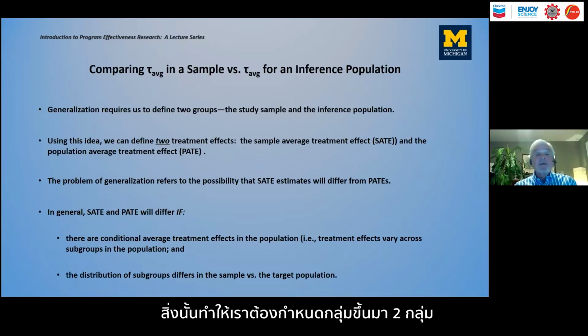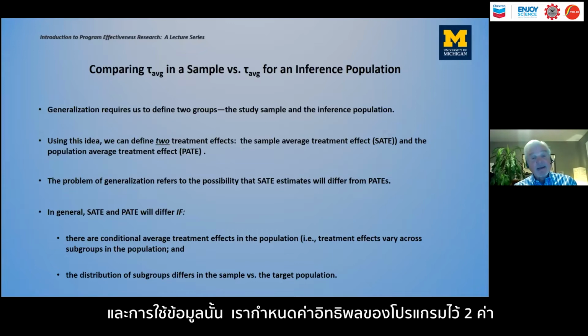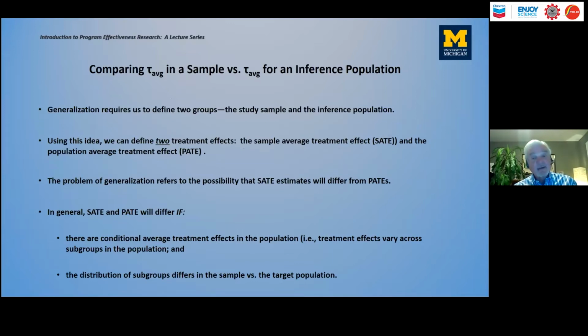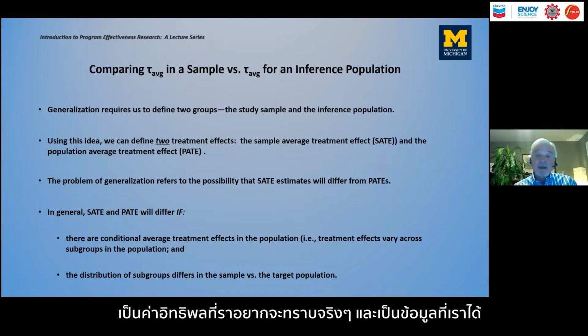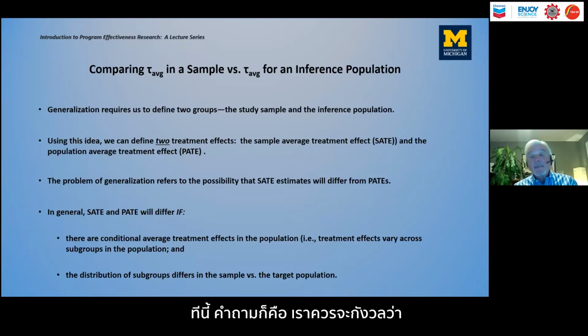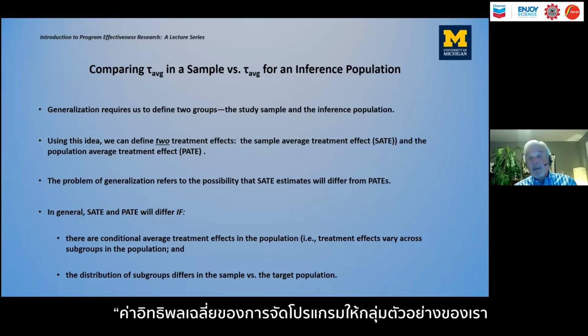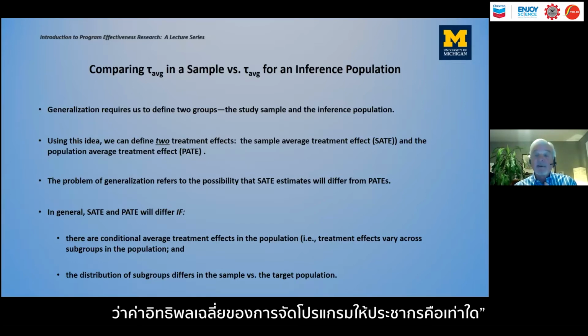Well, that requires us to define two groups, a study sample and an inference population. And using that idea, we define two treatment effects, a sample average treatment effect, the effect we estimate using our sample, and the population average treatment effect, which is the effect we really want to know about, and the information we have about it comes from our sample average treatment effect. Now, the question is whether you should worry about whether your sample average treatment effect is a good guess about what the population average treatment effect is.